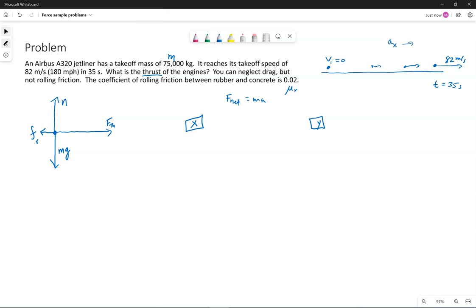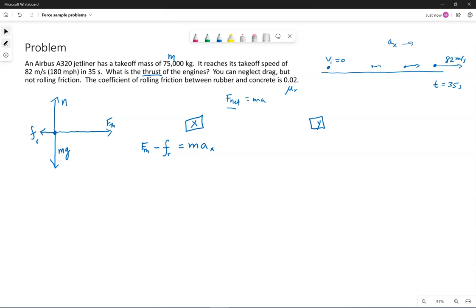So when we write out the net force in the x direction, we're going to have the force of thrust to the right. We'll have friction, rolling friction, to the left. So that is the net force in the x direction. This net force, this combination of forces in the x direction, is determining the acceleration in the x direction. So net force equals ma for the x direction.